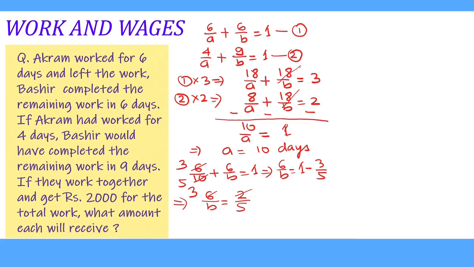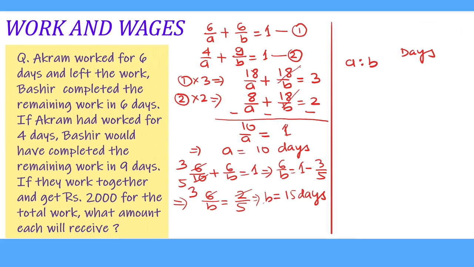And 2 cancels 6 for 3 times. This gives B equal to 5 multiplied by 3 equal to 15 days. So Bashir can do the work in 15 days. Now we can find out their efficiency ratio. A ratio B in days is 10 ratio 15, and the efficiency is just the reverse of the number of days. So A ratio B in efficiency is 15 ratio 10 equal to 3 ratio 2.